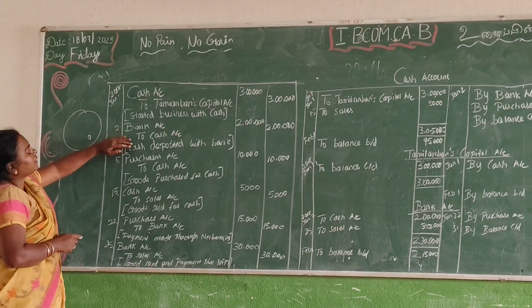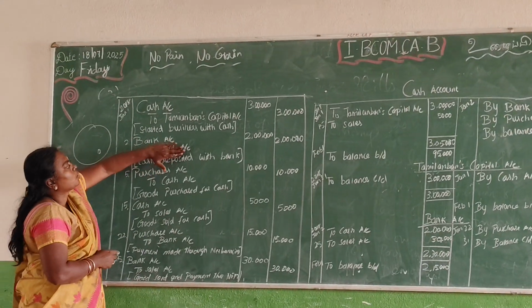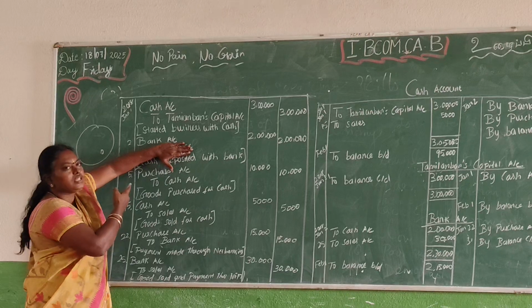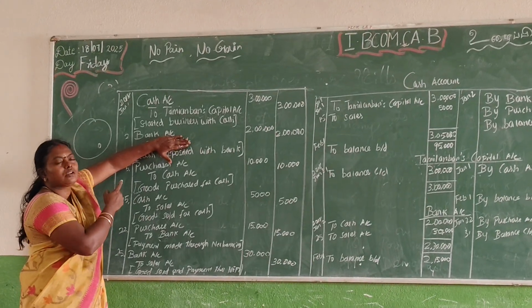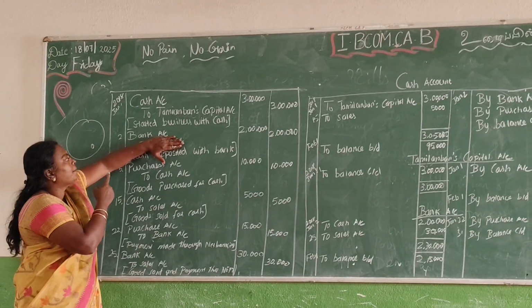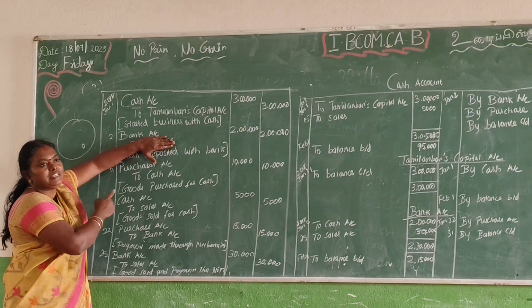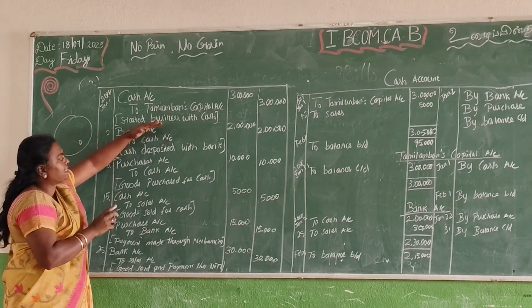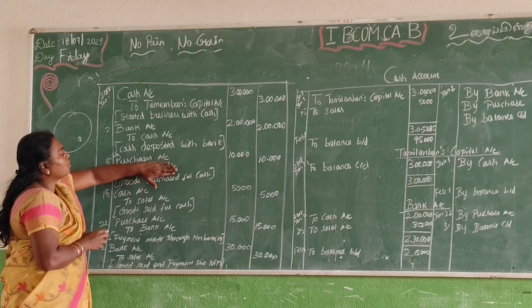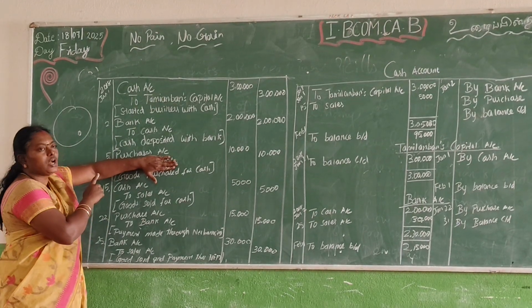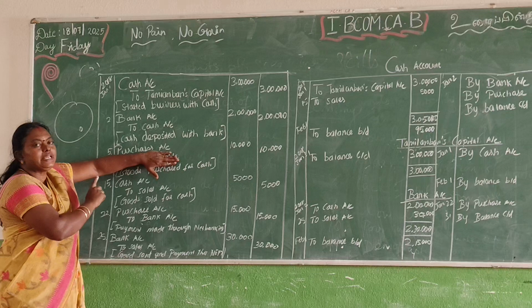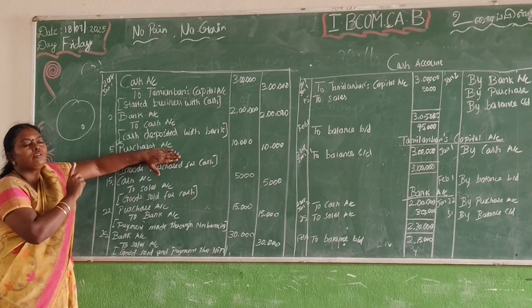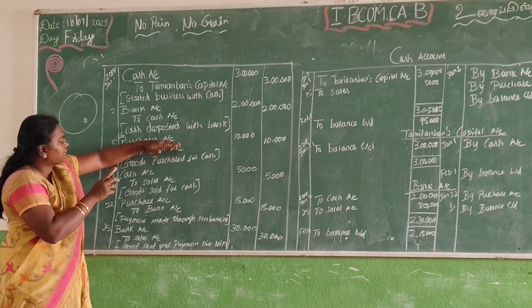Then next look at the cash. Here there is cash. Close the cash account. Look at the opposite side. What is the concept? The bank account. The bank account is on the debit side. So in the ledger we have to post it on the credit side. Next, here you close the cash account. What is on the opposite side? Purchase. It is on the debit side. So you have to post it on the credit side.